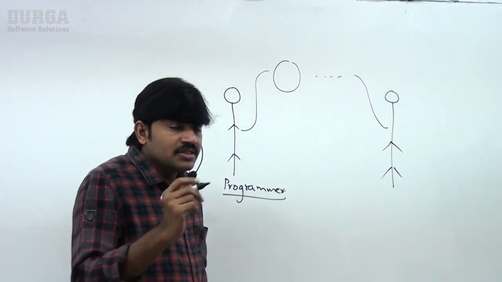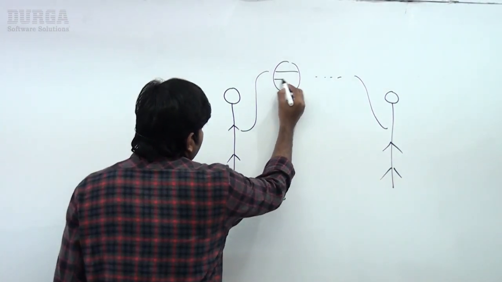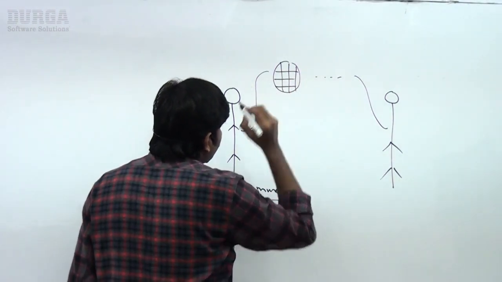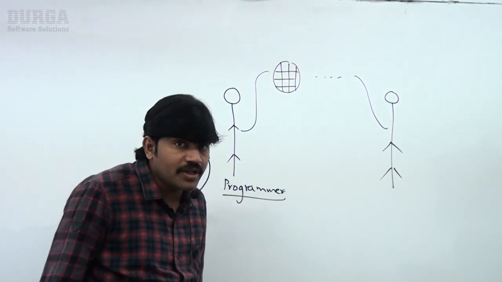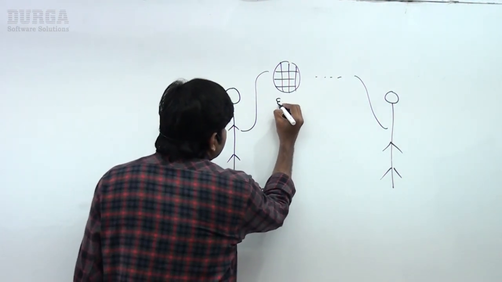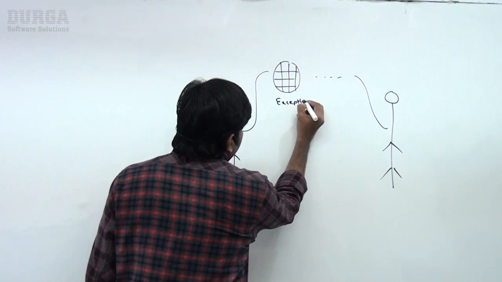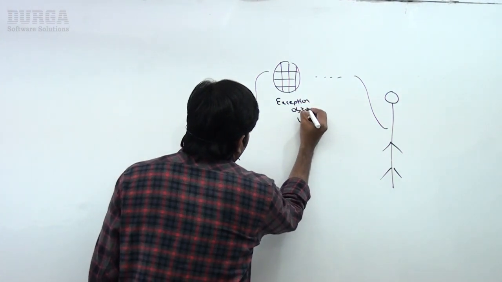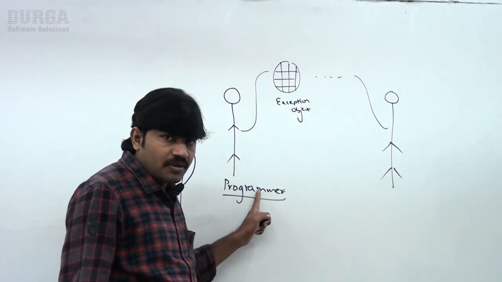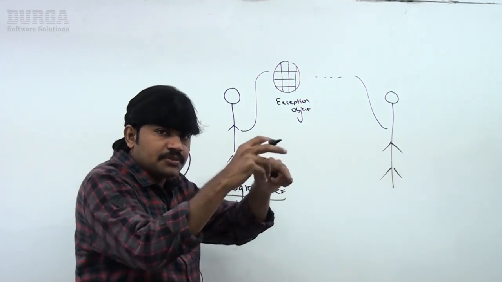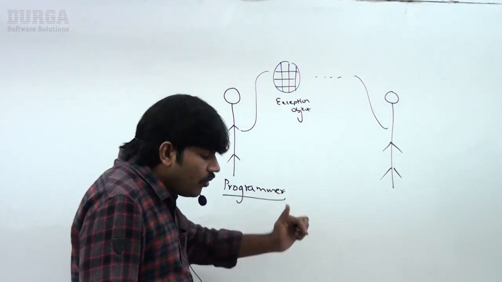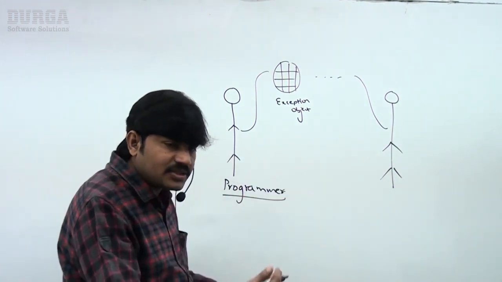Throw something. Sir, which one is he throwing? Sir, what is it? Don't think it is a ball. It is an exception object. The programmer throws the exception object. Then who is going to handle it, who is going to catch this one, sir?